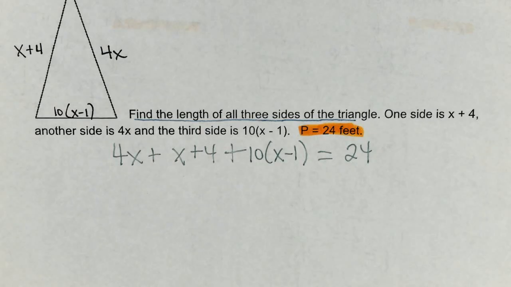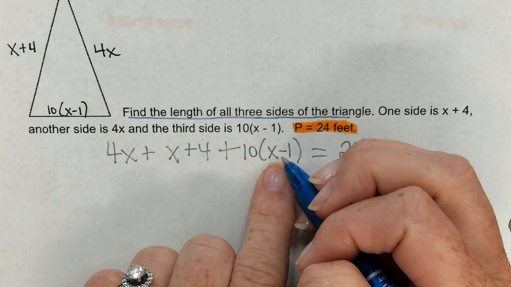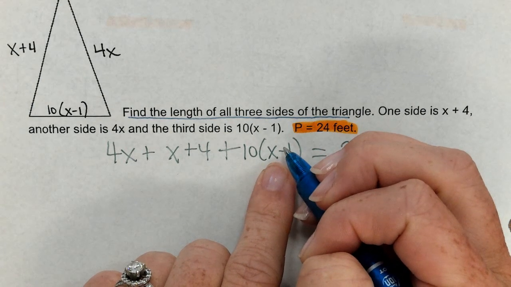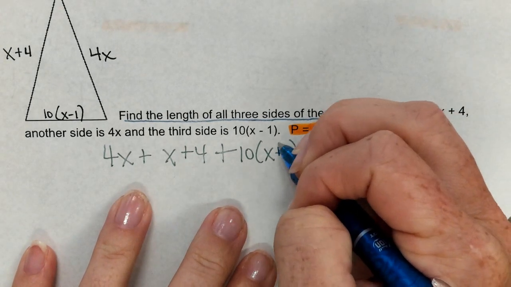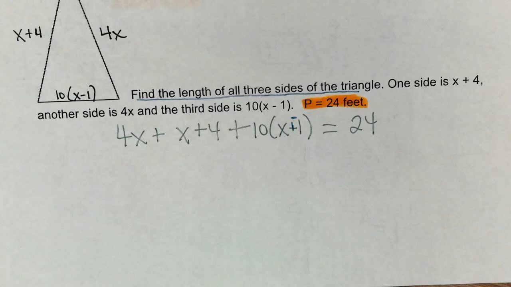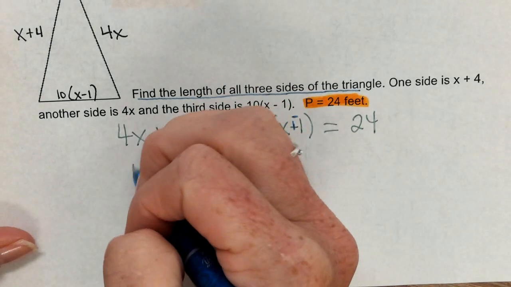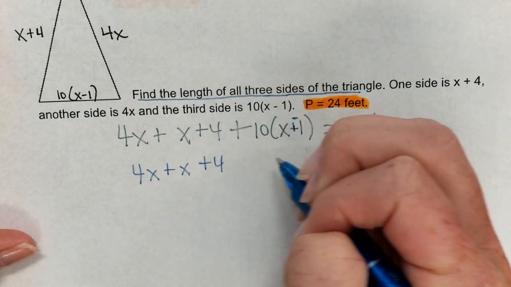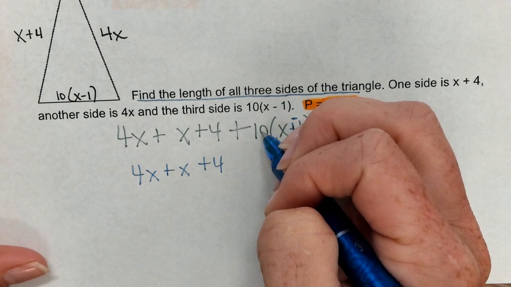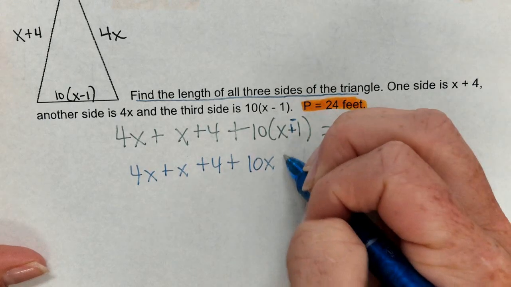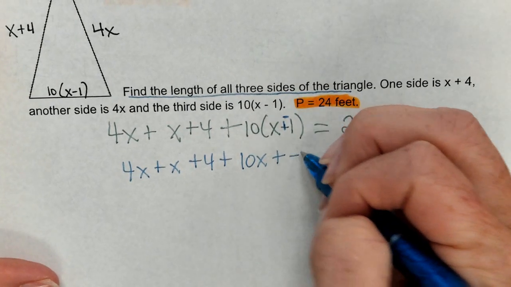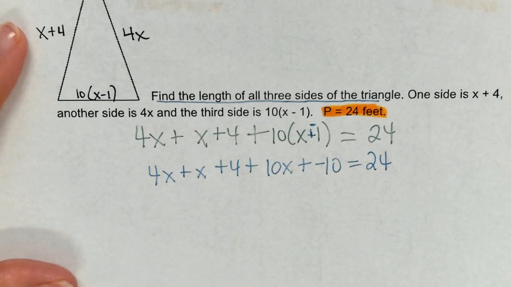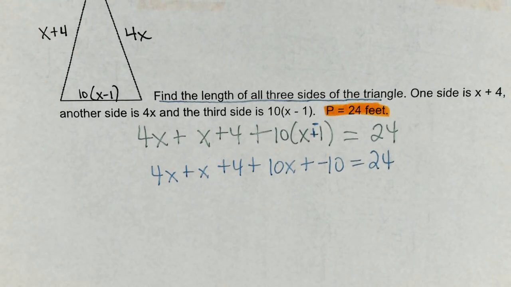What do I have to do first? The parentheses. So I'm going to do the distributive property first. What do you see in that parentheses that we don't want to deal with? The minus sign. So now all of this is just going to get written again. I have 4x plus 4, but I need to distribute the 10. So plus 10x plus, what's 10 times negative 1? Negative 10 equals 24.